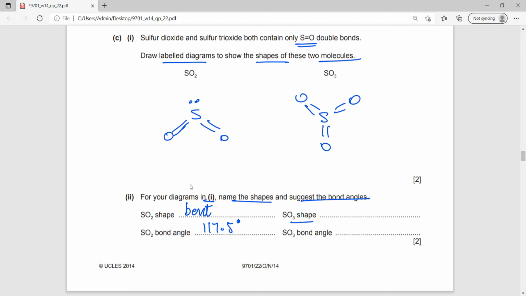SO3 is very simple. I forgot the name of the compound, but it's basically trigonal planar, right? Because of the way it's oriented, and because it's trigonal planar, the bond angle is 120 degrees.